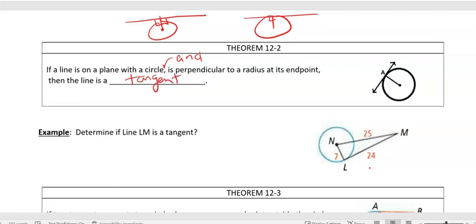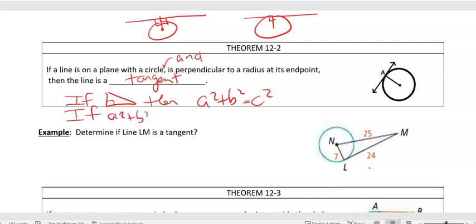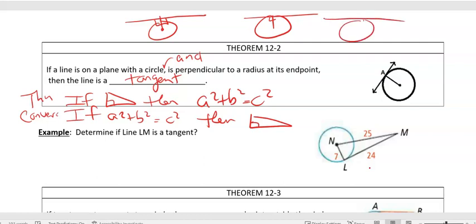The connection here is we learned the Pythagorean theorem that says if you have a right triangle, then a squared plus b squared equals c squared. And then we learned the converse, which says if a squared plus b squared equals c squared, then the triangle is right. So this was the theorem, and this was the converse. It's kind of the same thing. The new one says, hey, if it's a tangent, then these things are perpendicular. And then the other one said, hey, if these things are perpendicular, then it's a tangent.